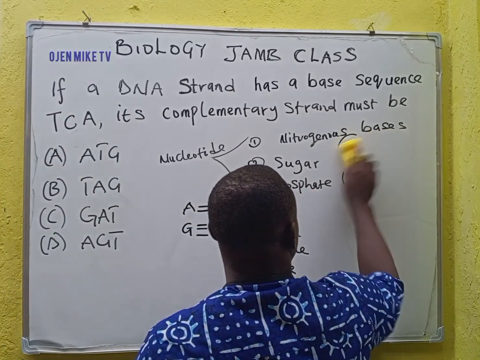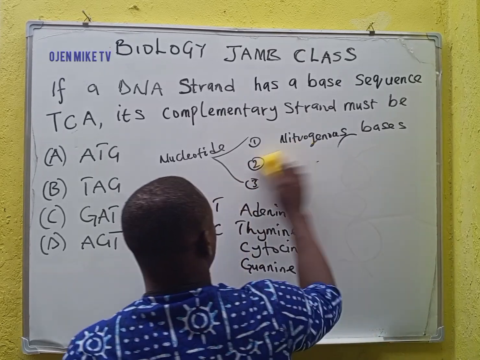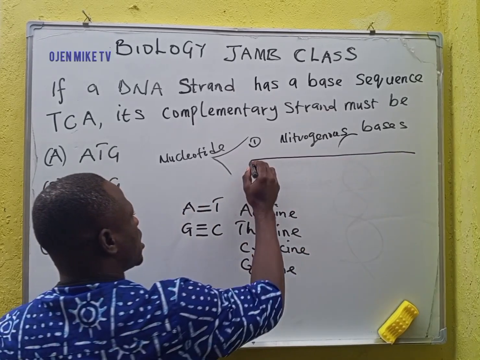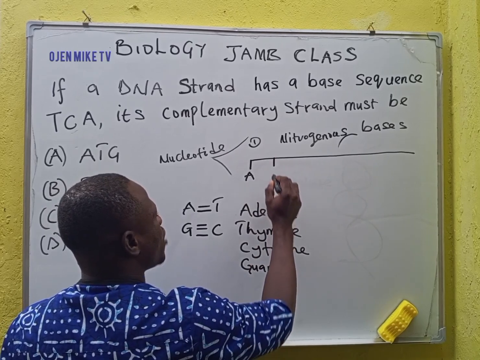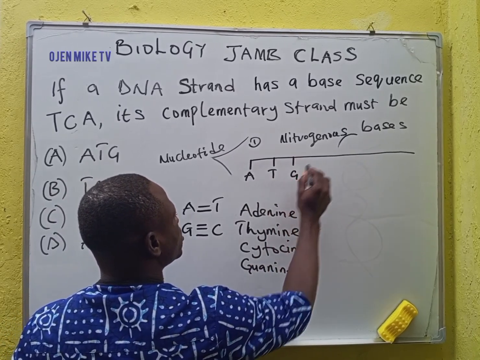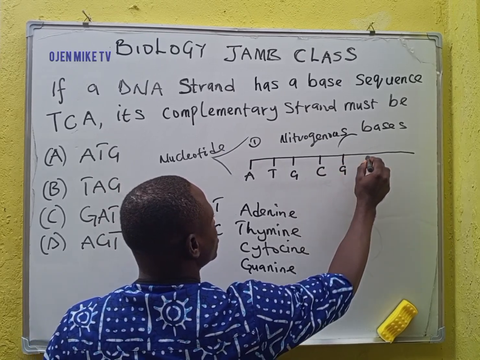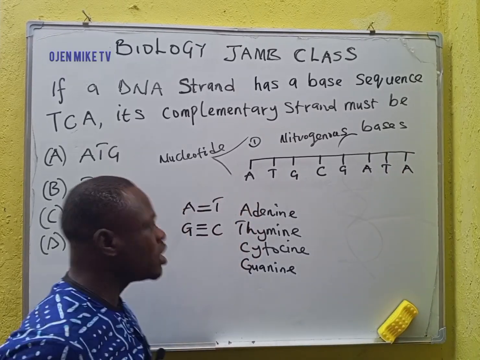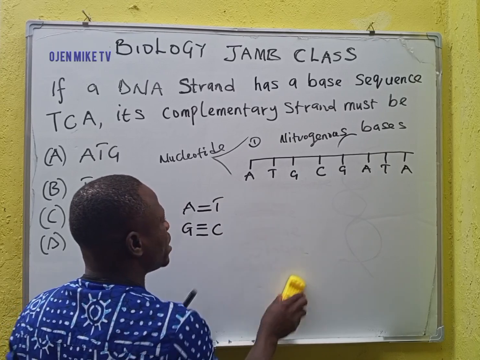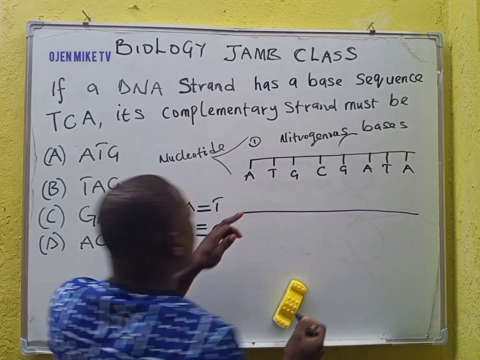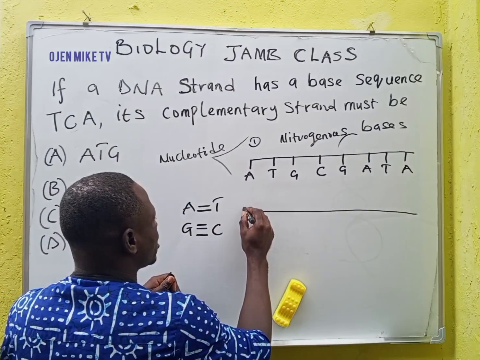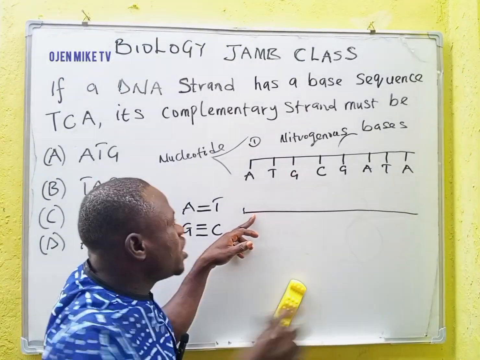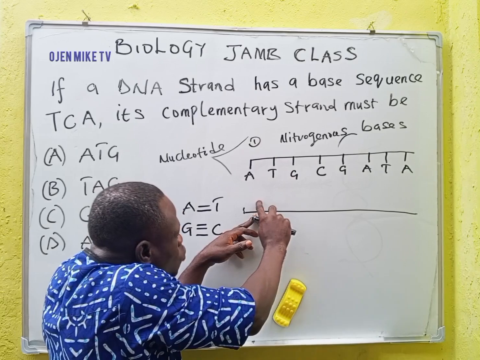Let's just say you have something like this: here you have A, here T, here G, here C, here G, here A, maybe T, here A, and so on. Now, this one is the complementary strand that we want to make. This is the real strand, and this is the complementary strand. If this is assumed to be our father DNA, then the one we want to make is our own DNA.